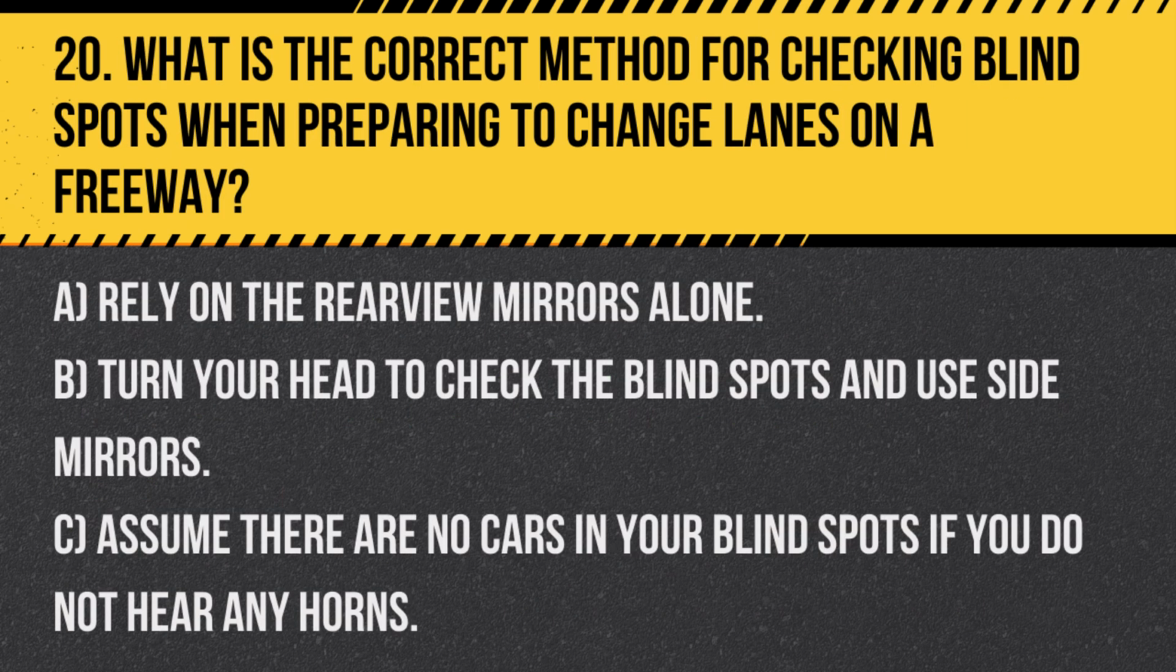Question 20. What is the correct method for checking blind spots when preparing to change lanes on the freeway? A. Rely on the rearview mirrors alone. B. Turn your head to check the blind spots and use side mirrors. C. Assume there are no cars in your blind spots if you do not hear any horns.